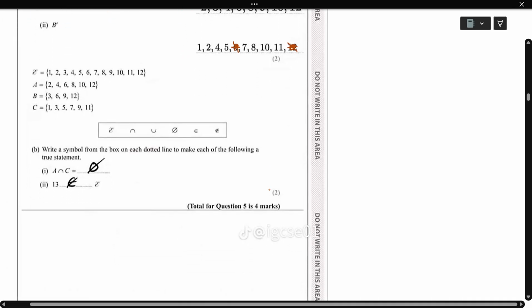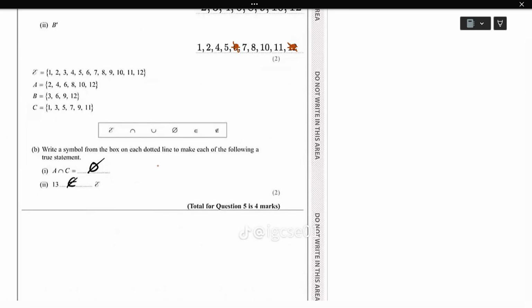Next question: again the universal set is given, set A, set B, set C. Write the symbol. Here, A intersection C. A and C, is there any common element? There is no common element, because here all are even and here all are odd. So no way. So we have to write the empty set. Next, 13 and the universal set. 13 is not in the universal set, so it does not belong to. So we just put, sorry, this symbol, does not belong to.